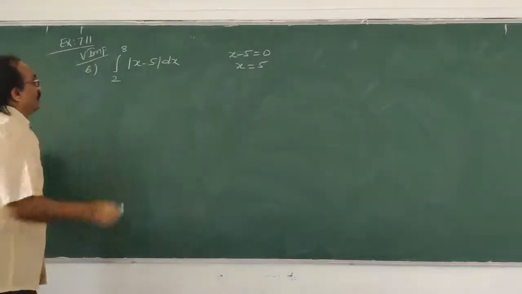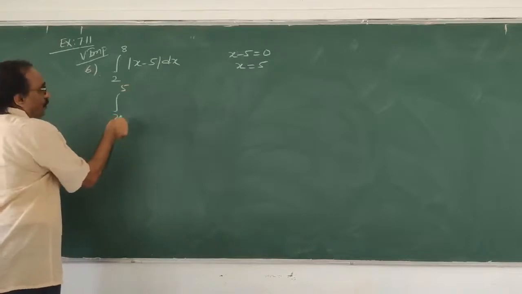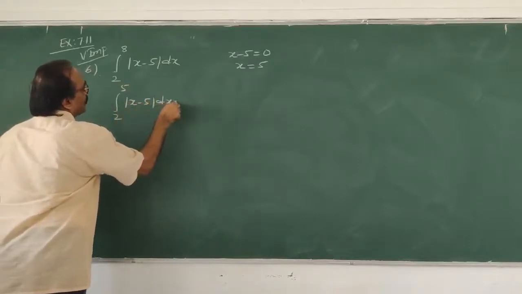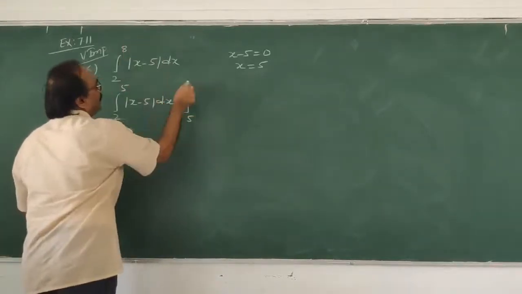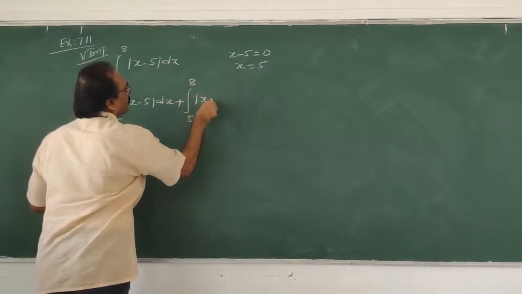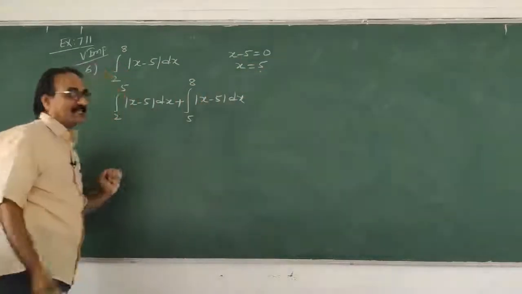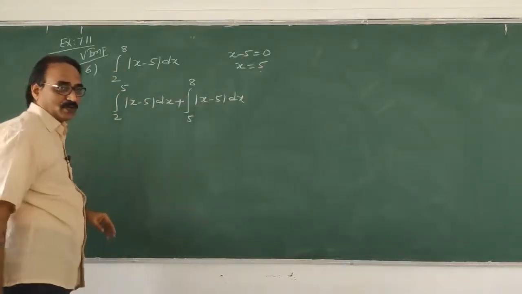So therefore, integral 2 to 5, and 5 below, what is the function? Mod x minus 5 dx plus integral above 5, 5 to what is given limit? Upper limit 8, mod x minus 5 dx. Over. First we have to find out the c. This is nothing but c. A to c, c to b. Over. Now negative or positive, what is it?